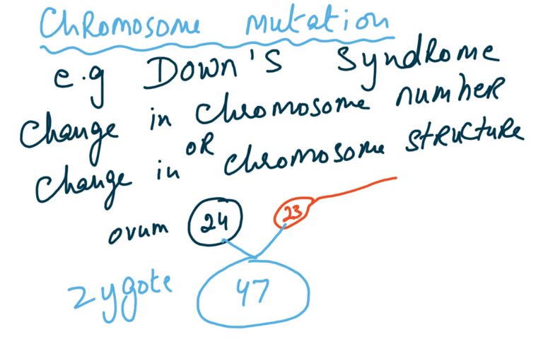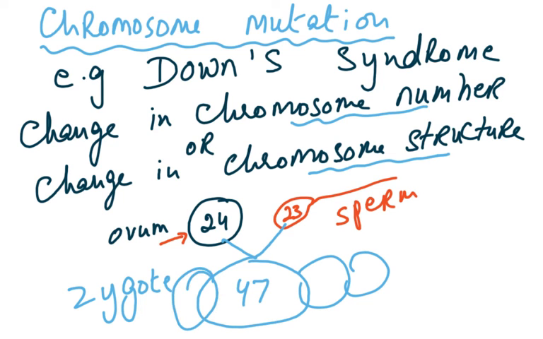Now, another type of mutation is called the chromosome mutation, and an example is Down syndrome, in which either there's a change in the chromosome number or there's a change in the chromosome structure. Sometimes the ovum may have 24 chromosomes and the sperm will have 23 chromosomes, because the ovaries are churning out faulty ovums. So when that fuses, the zygote has 47 chromosomes. Now, the human being that develops from this cell is going to divide, and every cell of this human being will have 47 chromosomes.